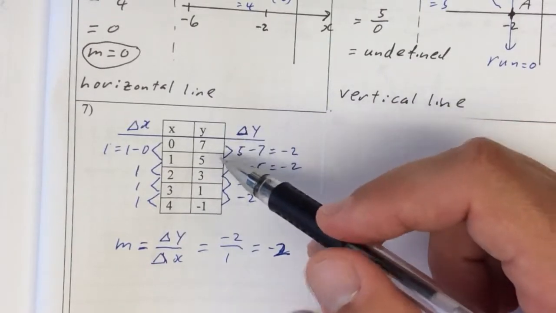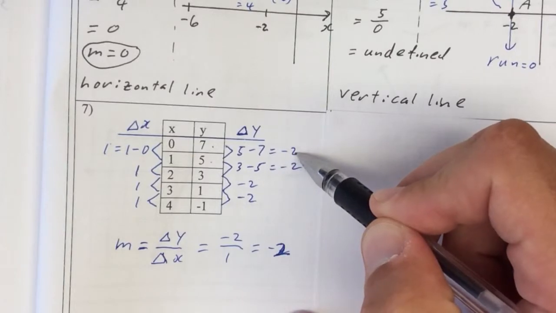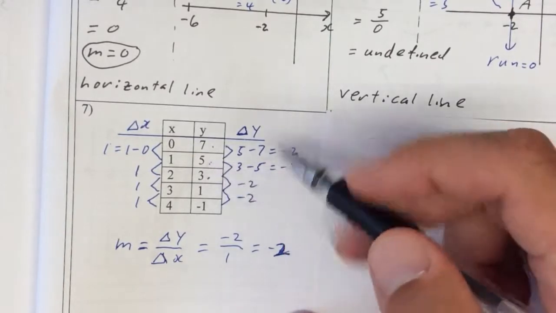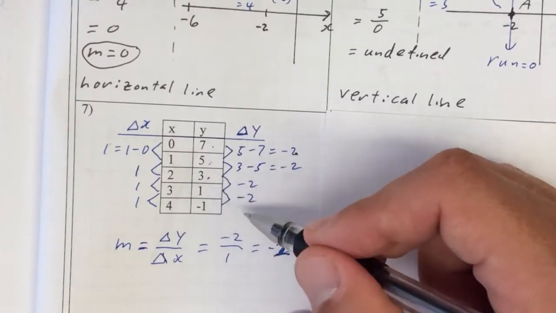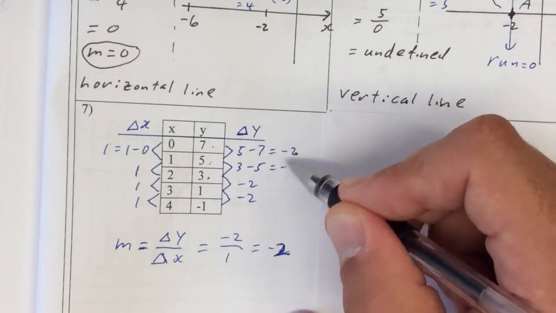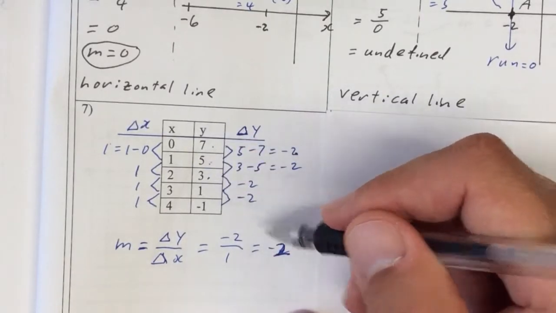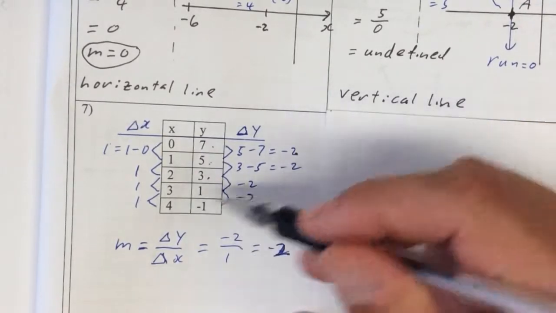It should be. Here the y, 5 minus 7, negative 2. 3 minus 5, negative 2. 1 minus 3, negative 2. Negative 1 minus 1, negative 2. So that's the change in y. If they are both constant, then you know you have a linear relation, and you can divide them to get the slope.